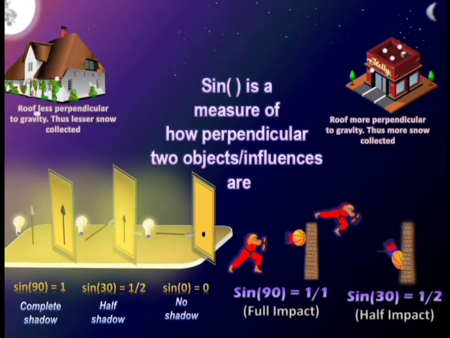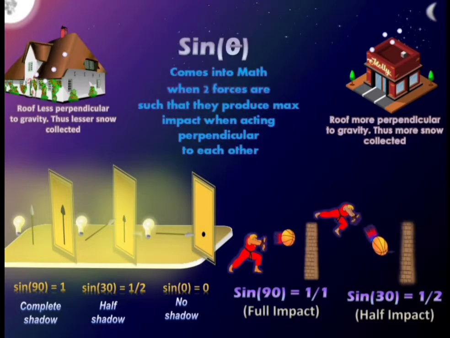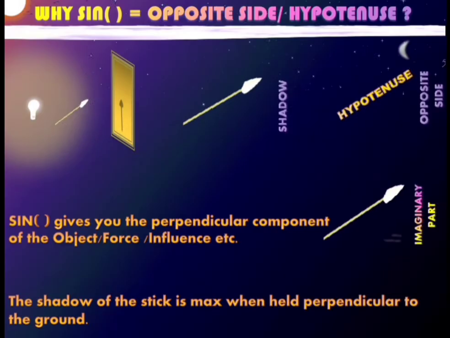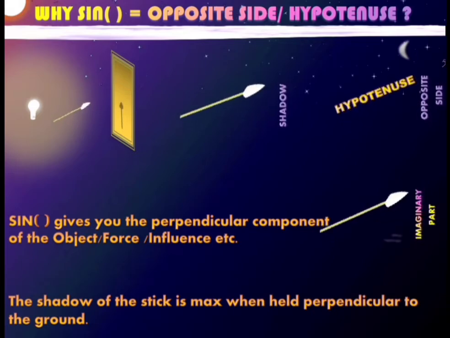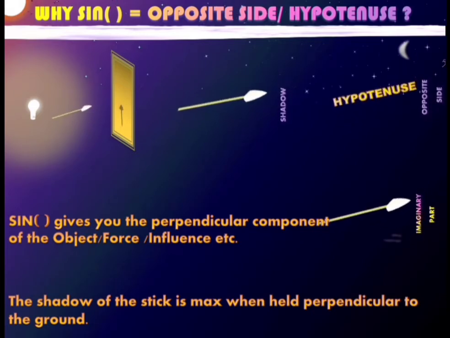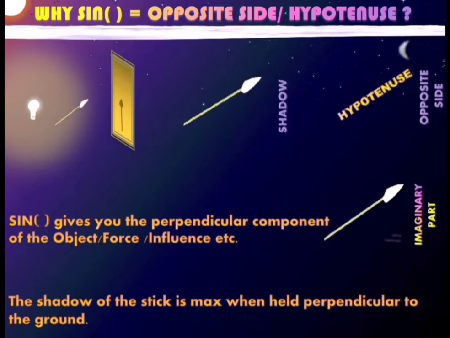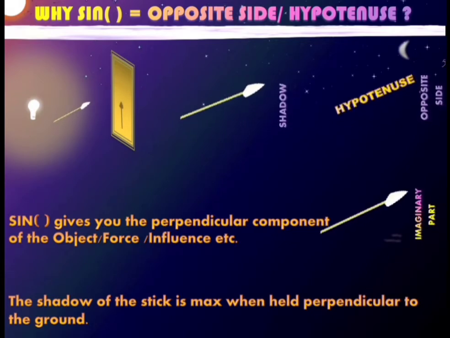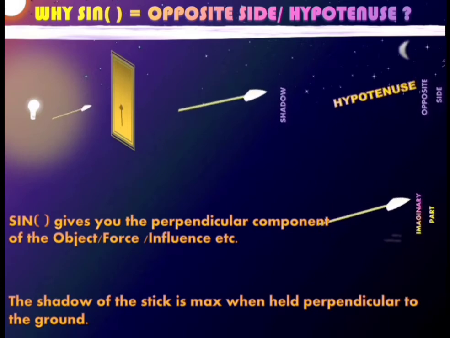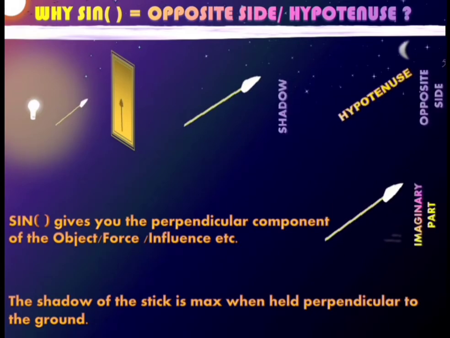What if sine theta can be visualized as a measure of how perpendicular two forces or influences are? In other words, sine theta comes into math whenever two forces are such that they produce maximum impact when acting perpendicular to each other. What if you can visualize the actual reason of why sine theta equals opposite side upon hypotenuse with the help of an animated example as you are seeing on the screen?